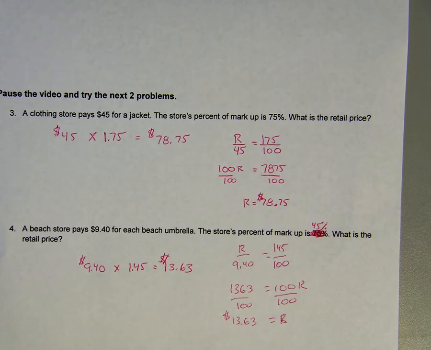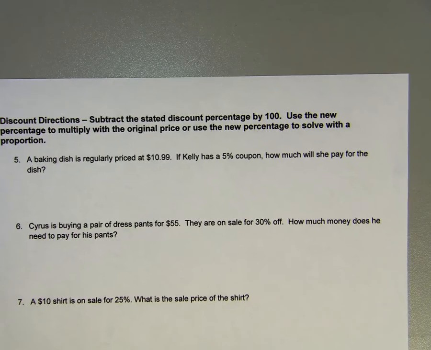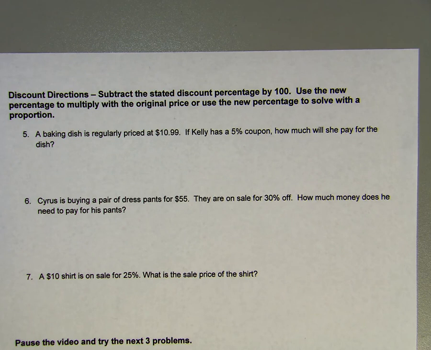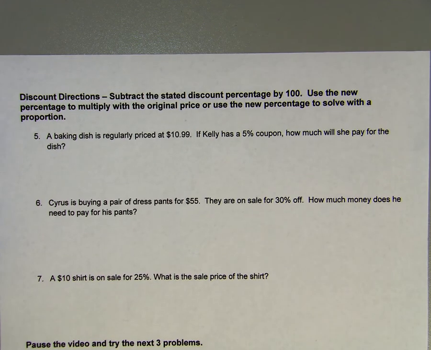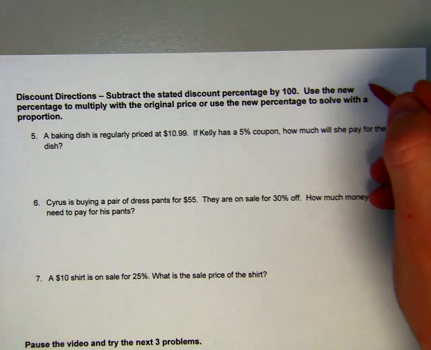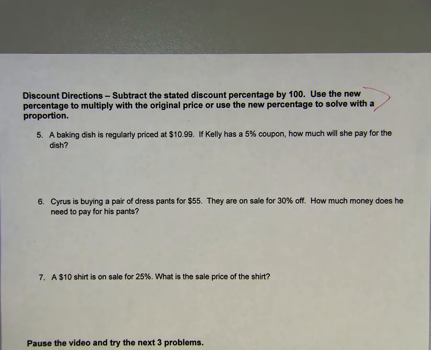The next part we're going to do is our discounts. Okay, so we have our discount directions. We're going to subtract the stated discount percentage from 100. We're going to use the new percentage to multiply with the original price, or use the new percentage to solve with a proportion. Just like the other directions, make sure you have that written in your notes.